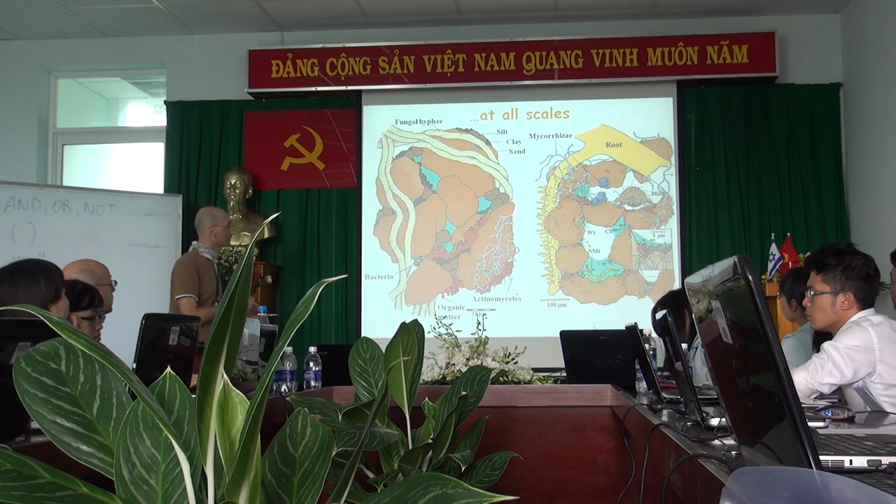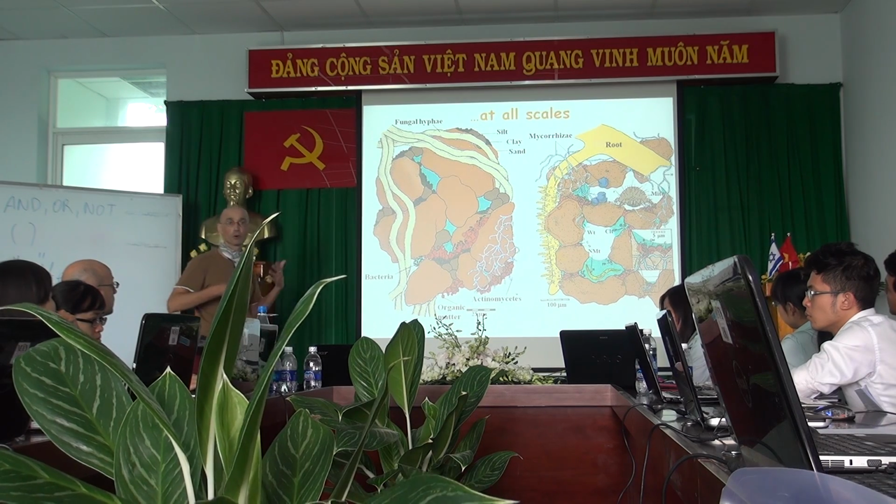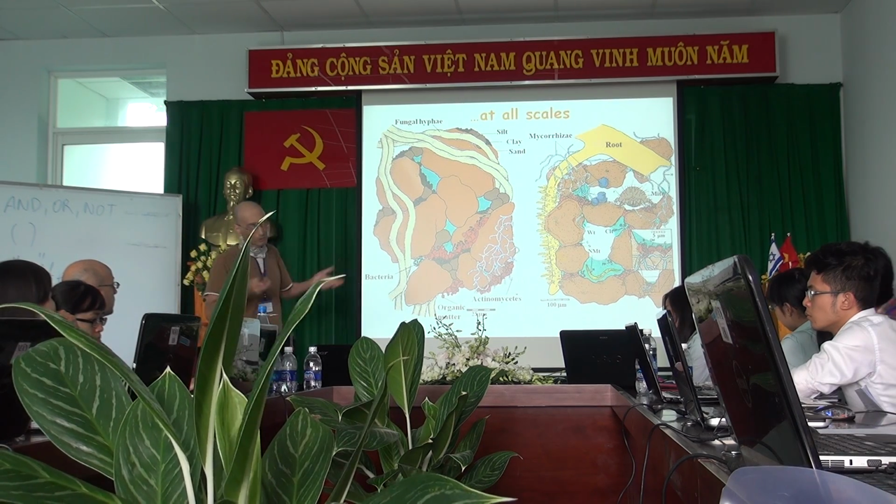And it doesn't get better when you go even further down the scale. So this is an even closer look. It's similar. It's heterogeneous, just more heterogeneity at the smaller scale.